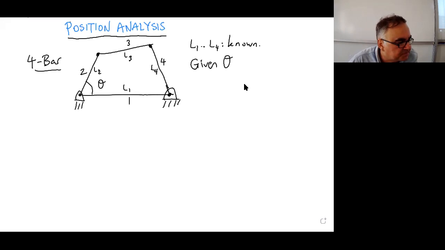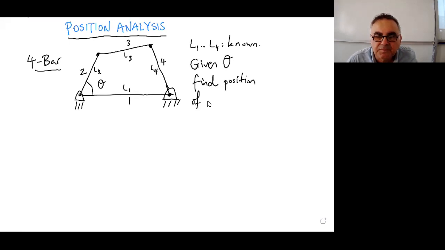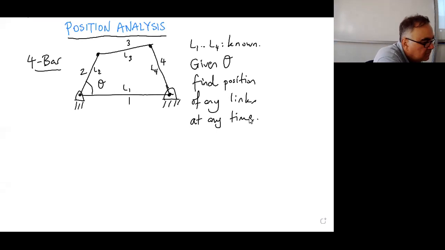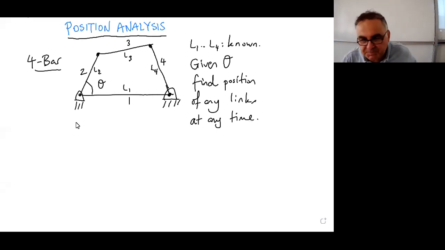Given theta, we want to find the position of any link at any time. That is, for a value of theta, the positions of the 2, 3, and 4 links are determined. They might not be uniquely determined, but we can find all the possible values of these links.